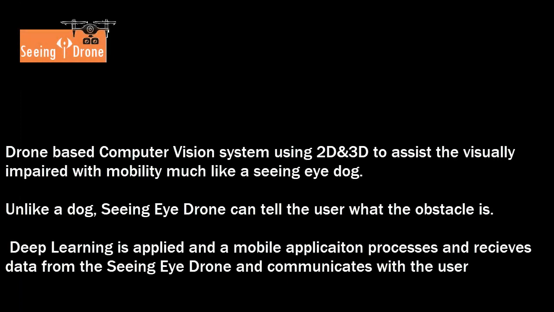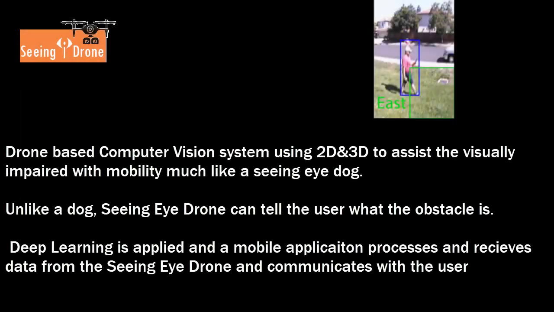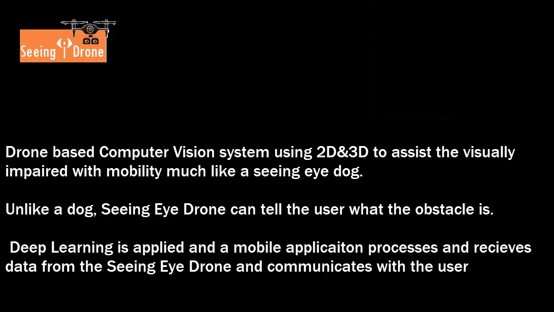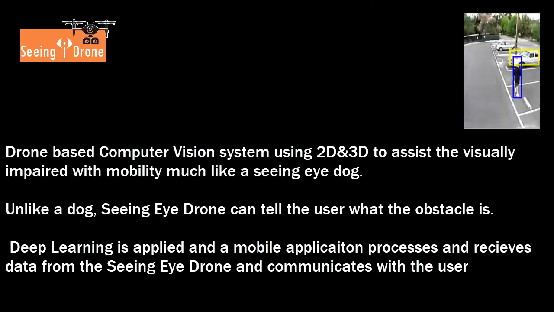Seeing Eye Drone is a drone-based computer vision system using 2D and 3D to assist the visually impaired with mobility, much like a seeing eye dog. Unlike the dog, it can actually tell the user what the obstacle is. Deep learning is applied in a mobile application, which processes and receives data and communicates with the user.